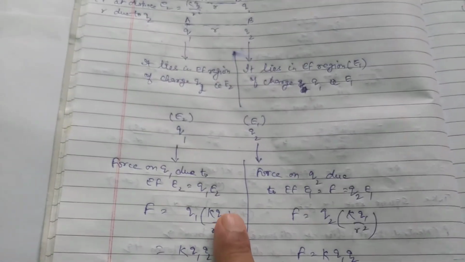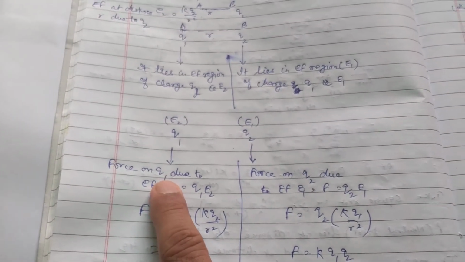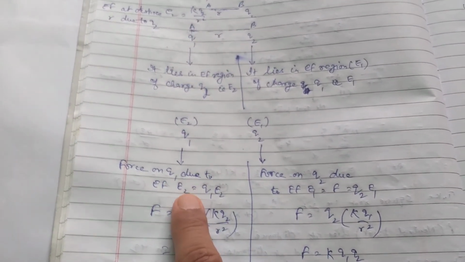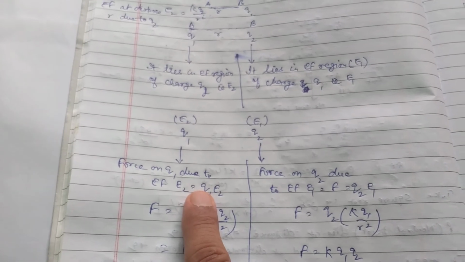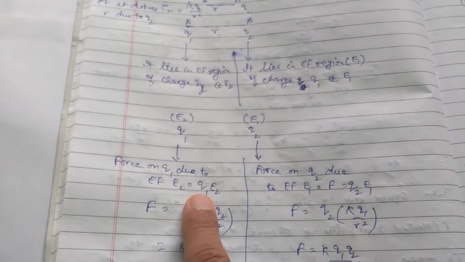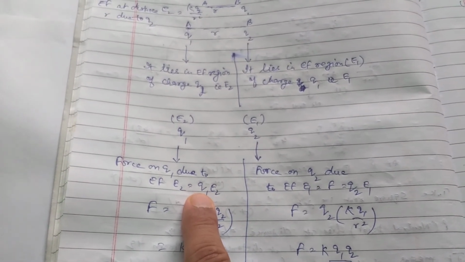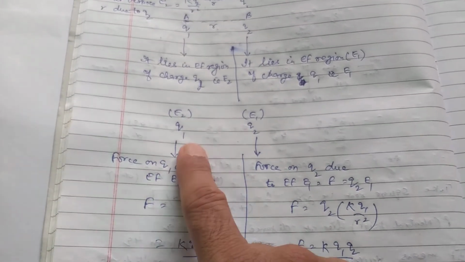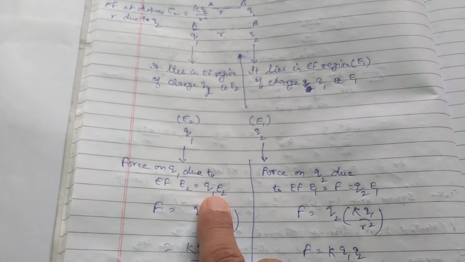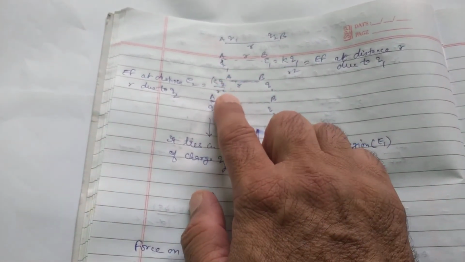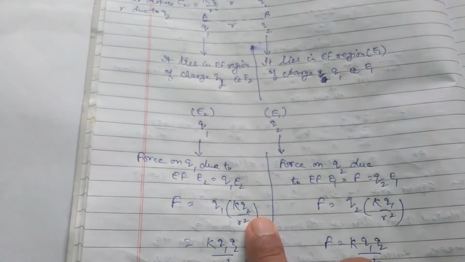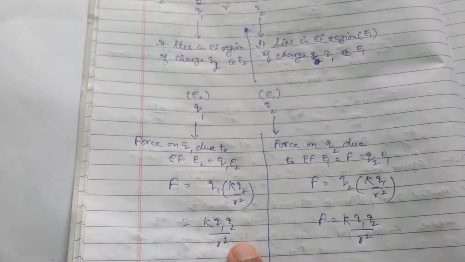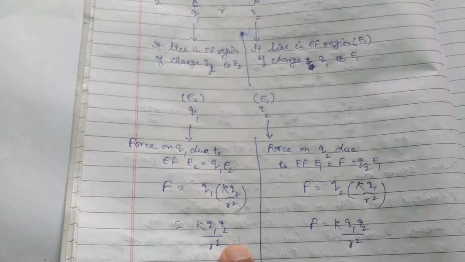Force on q1 charge, which is in the region of electric field E2, is given by QE. Q is the charge and E2 is the electric field in which Q1 charge lies. And we know that E2 relation is KQ2 upon R square. So we have expressed that part and we got the same result which we learned in Coulomb's law.